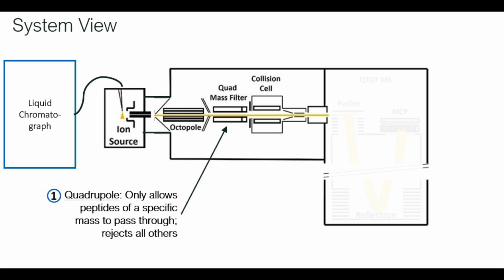The first is the mass filtering quadrupole, or quad. By carefully controlling the electric fields within the quadrupole, we can block or transmit the peptide ions. This filter step is important because it allows us to know the mass of the peptide we are analyzing. But spoiler alert, this is where the tragedy occurs.